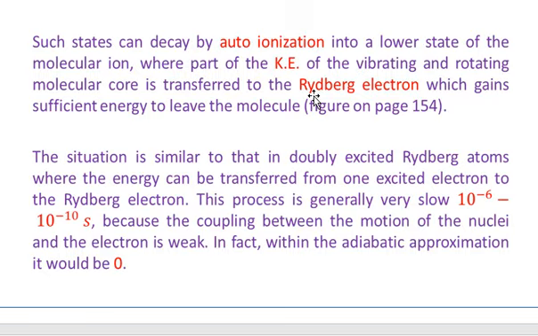So this is what I have explained over here. Let me go through this paragraph once again. Such states can decay by autoionization. That is, the states E star can decay by autoionization into a lower state of a molecular ion, say EI, or any level between EI and E star, where part of the kinetic energy of the vibrating and rotating molecule core is transferred to the Rydberg electron, which gains sufficient energy to leave the molecule.